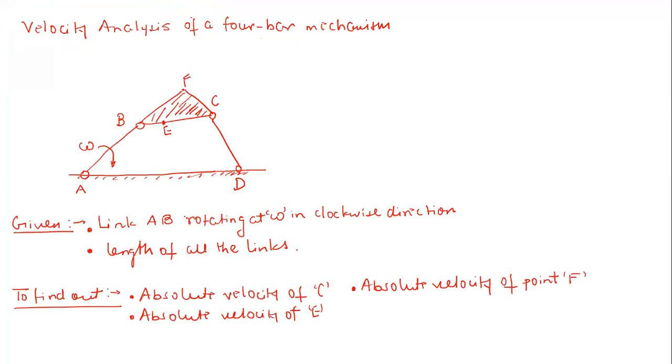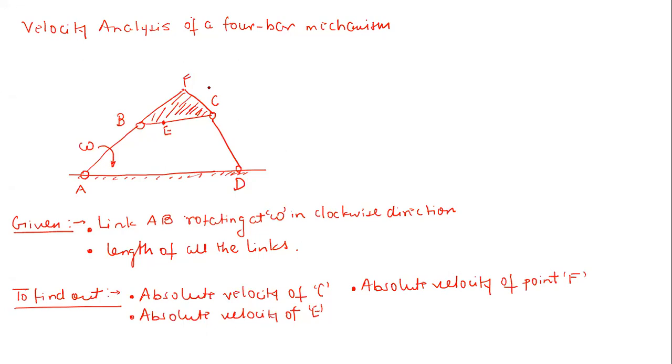Can anyone guess? The vector equation, simply, which we discussed in the previous session: the triangle law, the polygon law, all those things. Just try to guess how we can form the vector equation if we have to calculate the velocity of this point C. AB plus BC. Very good.